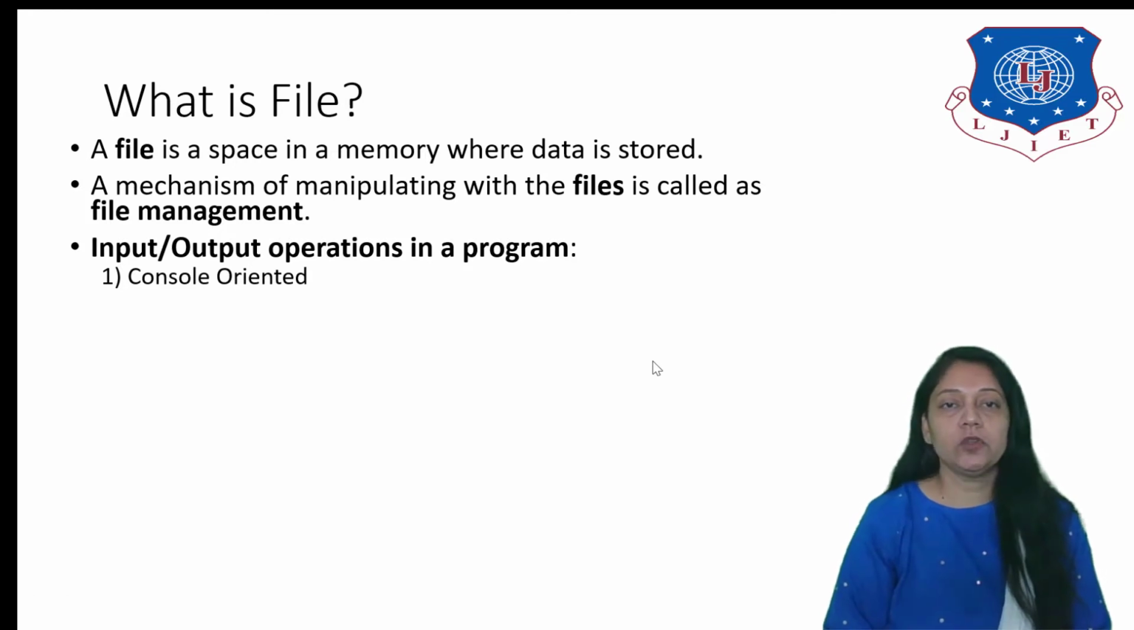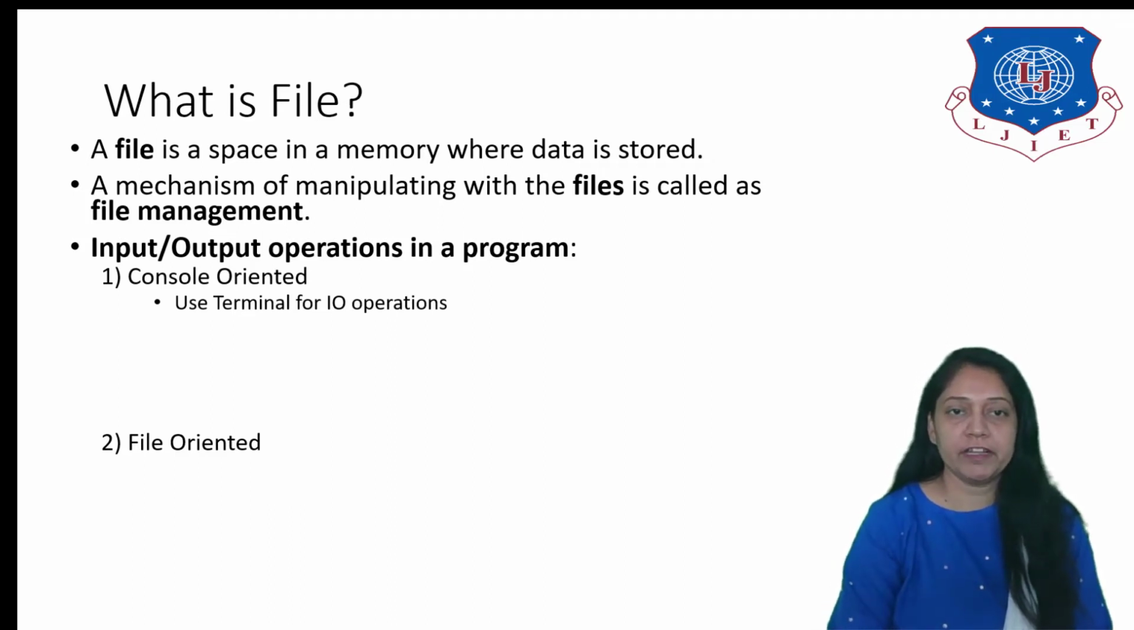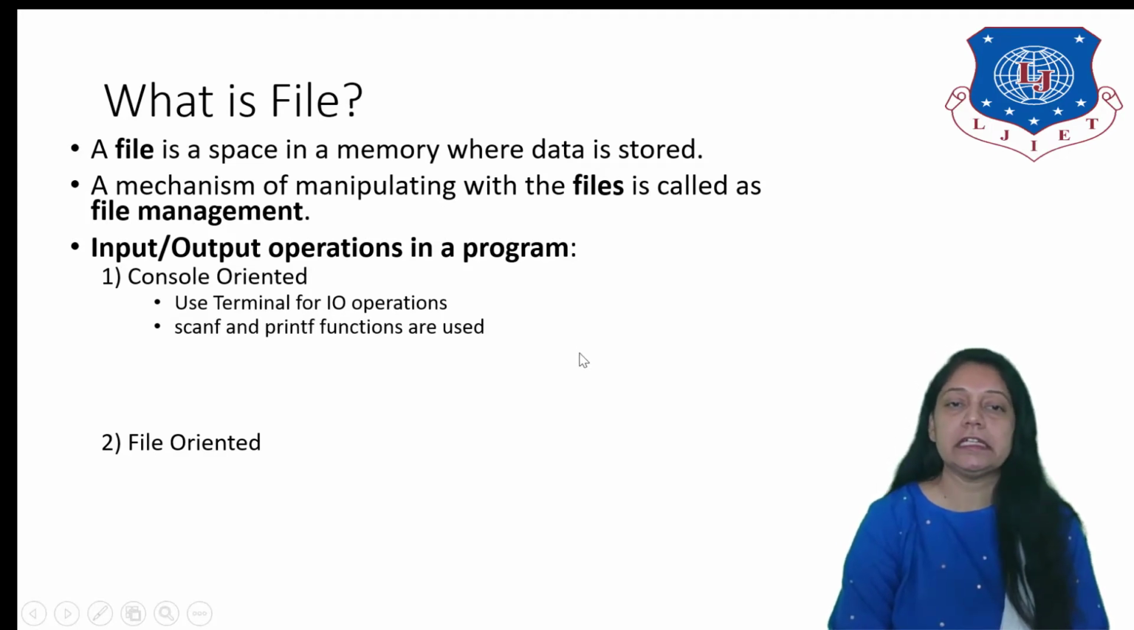Why do we require to have a file? Let's understand the importance of learning this topic. We normally do input output operations in our program. There are two different methods of doing input output operations. One is console oriented and another is file oriented. Up till now, whatever programs we have seen were all console oriented. Console oriented means we use the terminal for doing basic input output operations. All the input was taken from the terminal and the display was also done in the terminal.